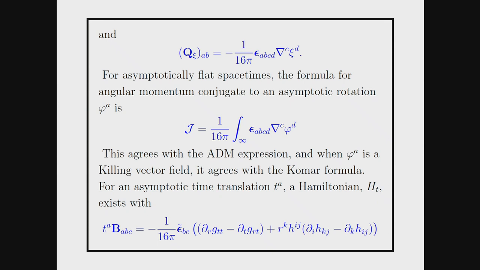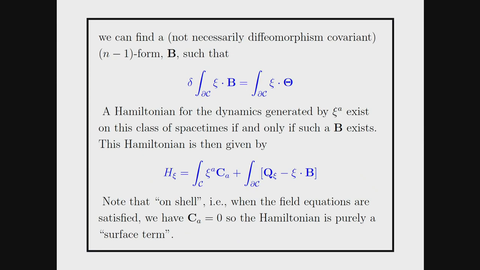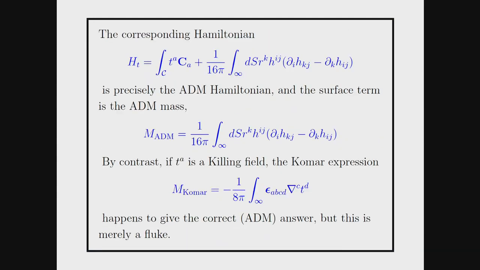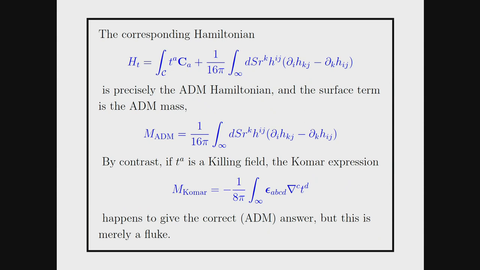Okay, if we go now to the time translation case, then indeed we can find this appropriate boundary term, this B term that comes in to the theta, that reproduces the theta when we take a variation near infinity. So the T dot B comes out to be this. The Hamiltonian, then again, if we're on shell, is purely this surface term. And in fact, these boundary terms here with the G_tt and so on exactly cancel similar terms that arise in the Komar-like formula, and what you end up with is the formula for ADM mass.